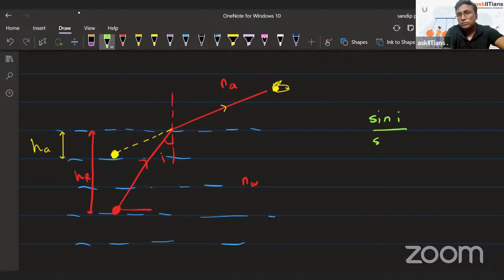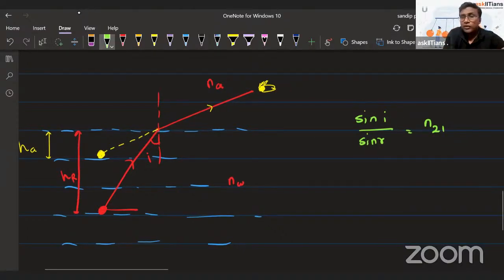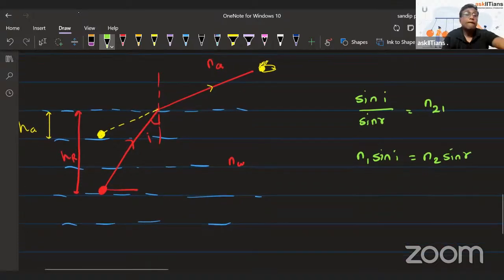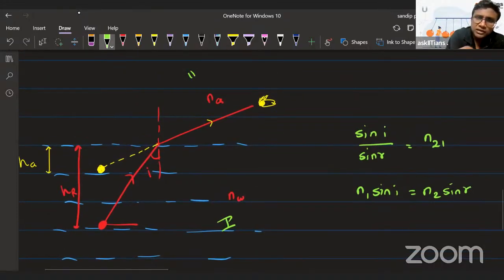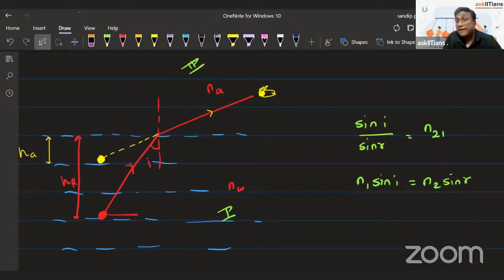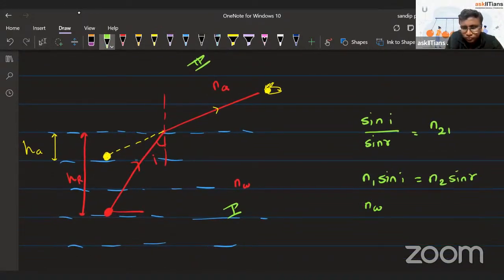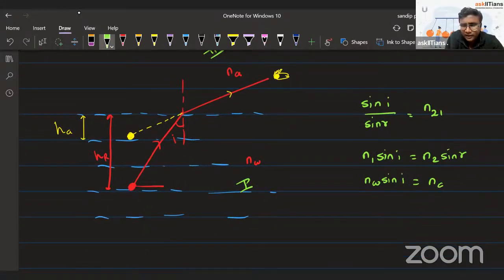Sin I upon sin r is what we know as the refractive index of the second medium with respect to the first medium. This is the formula. Or we know N1 sin I is equal to N2 sin r. This one I can also use. Now, which one is N1 here? N1 is not air. N1 is your water, the first medium, and this one is the second medium. So if N1 is water, I can say N water sin I is equal to N air sin r.